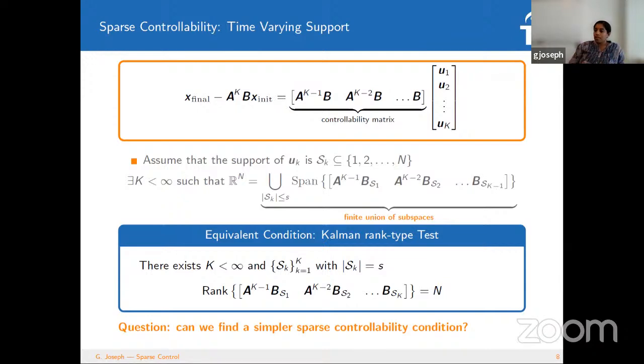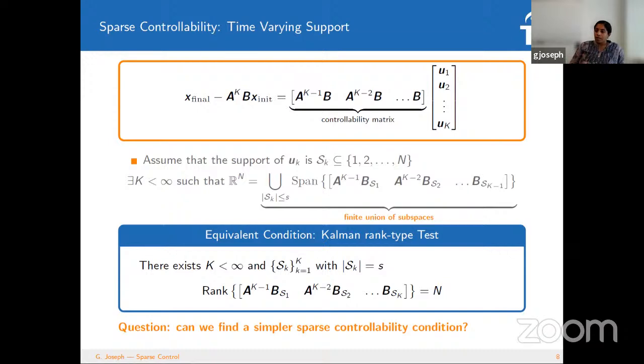But again, we have similar issues here. SKs could be, we have N choose S options for SKs, and we have to search over different values of K. So if you directly try to check this Kalman rank type condition, this is going to be combinatorial and very hard to solve.